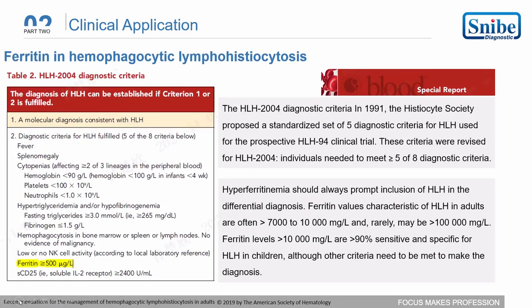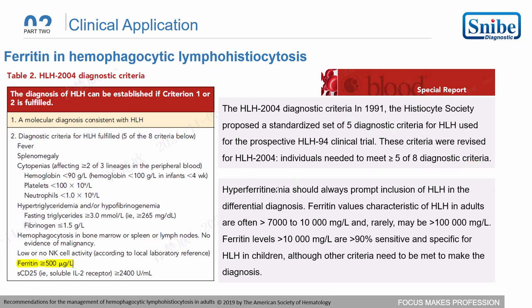So there's another case of hemophagocytic lymphohistiocytosis (HLH) in this journal. According to the case, the diagnostic criteria were established in 1991, and the Histiocyte Society proposed a standard set of diagnostic criteria for HLH. These criteria were revised in 2004. Individuals need to meet 5 of 8 diagnostic criteria.